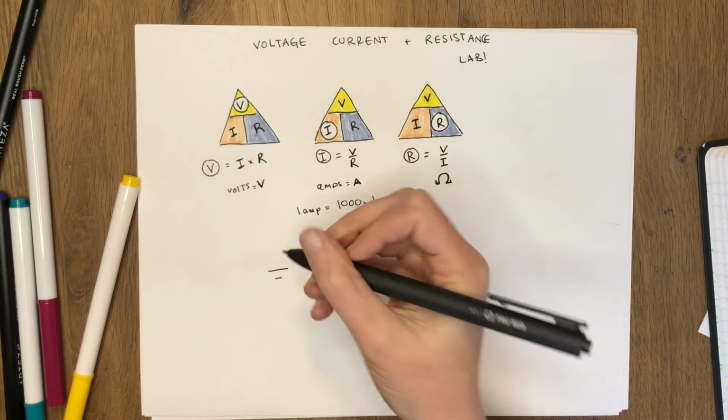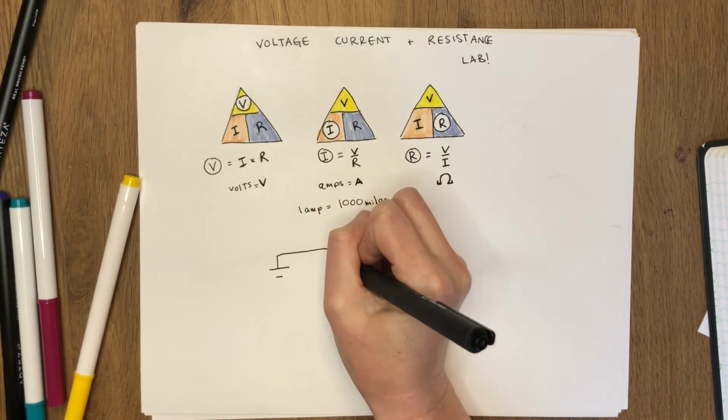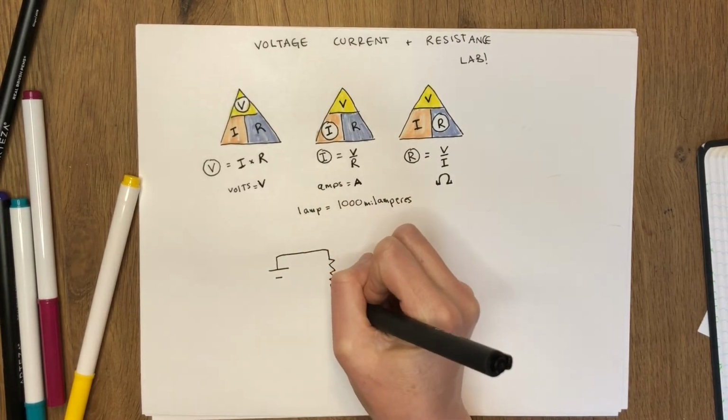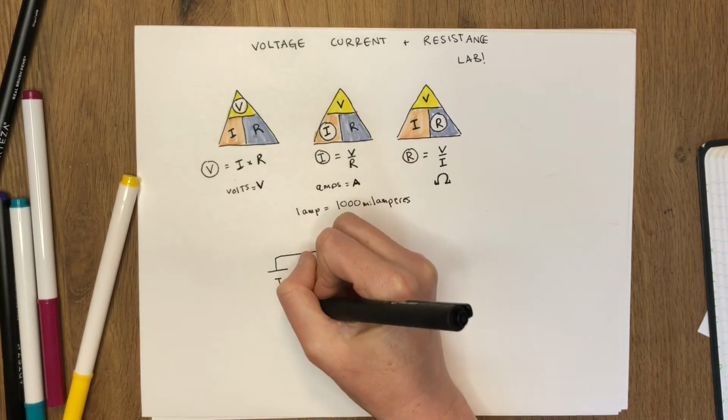All right, an important note is that 1 amp equals 1,000 milliamps. So we'll come back to that in a second. All right, so let's draw a really basic circuit.